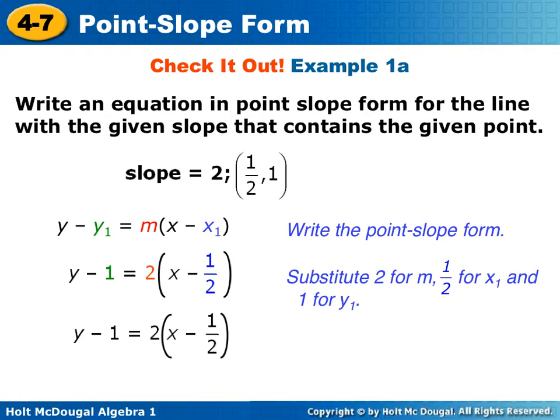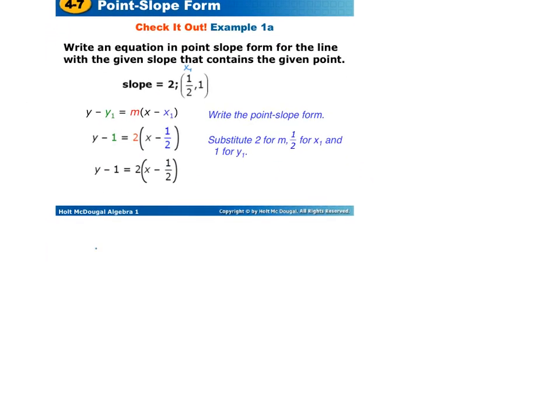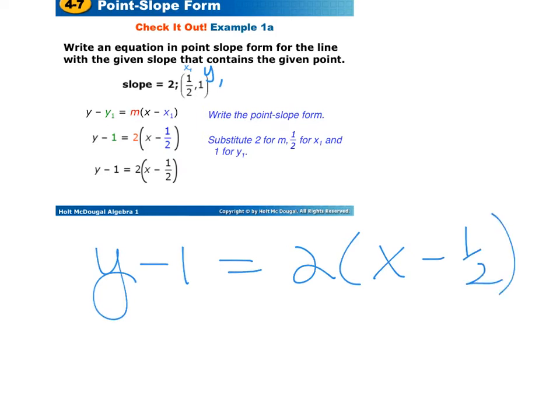Same thing, it's a fraction. Don't be afraid. All we're doing is replacing. This half is just our x1 that we're going to put in the problem. So again, y minus 1, because my y1 is 1, my slope is 2, and my x1 is half. And you're done. We're not distributing anything. We're just leaving it just like that. Good?